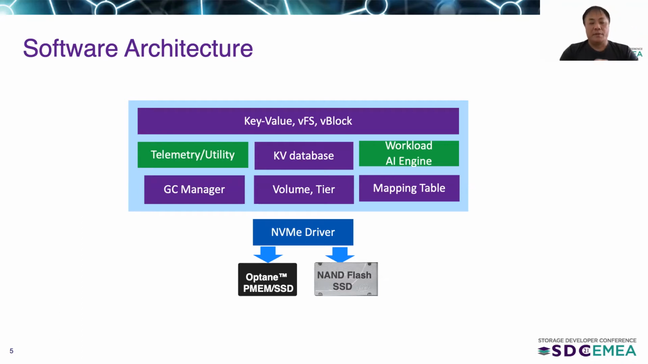In this software box, we have volume and tier. Volume means we control single-layer drives, all Optane or TLC, just one layer. Tier means we have two layers, fast plus slow: Optane plus QLC. We have a mapping table. This is a very important part. You can look at it. This is similar to a kind of logical-to-physical table.